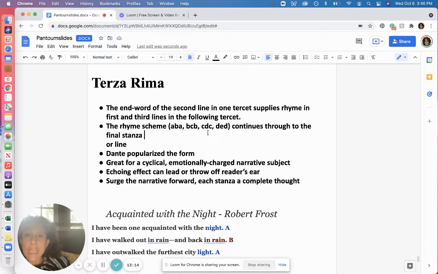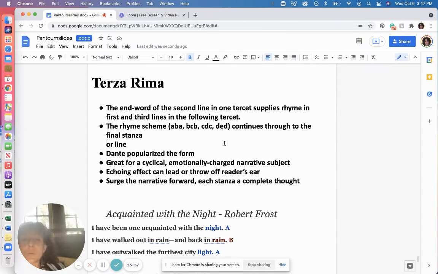So Terza Rima is a series of tercets. Tercets are 3-line stanzas. The end word of the second line in one tercet then delivers the rhyme in the first and third lines of the following tercet. So it's a little bit of a nod to a pantoum too, right? It's not necessarily repeating the lines, but it's echoing the rhyme schemes. So there is that sense of obsession. And so the rhyme scheme is ABA, BCB, CDC, DED. It can be as long as you want, and it continues through that final stanza or line.